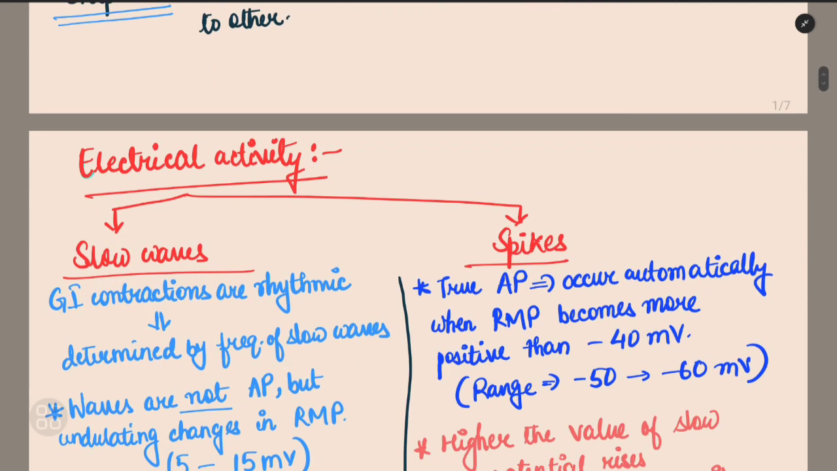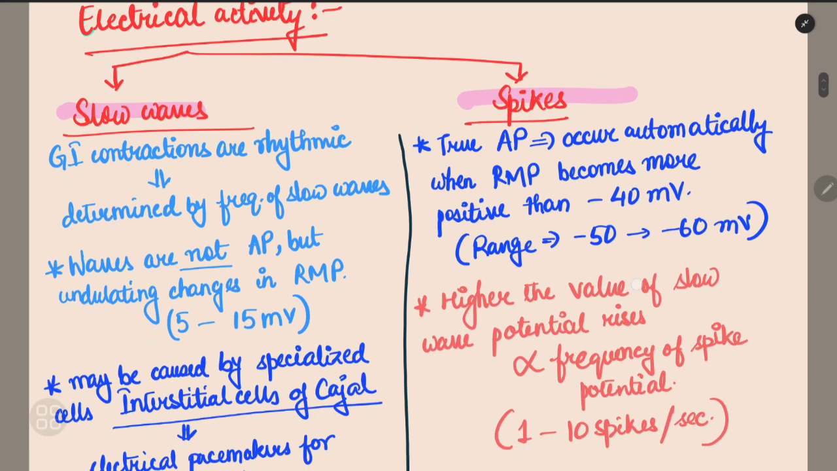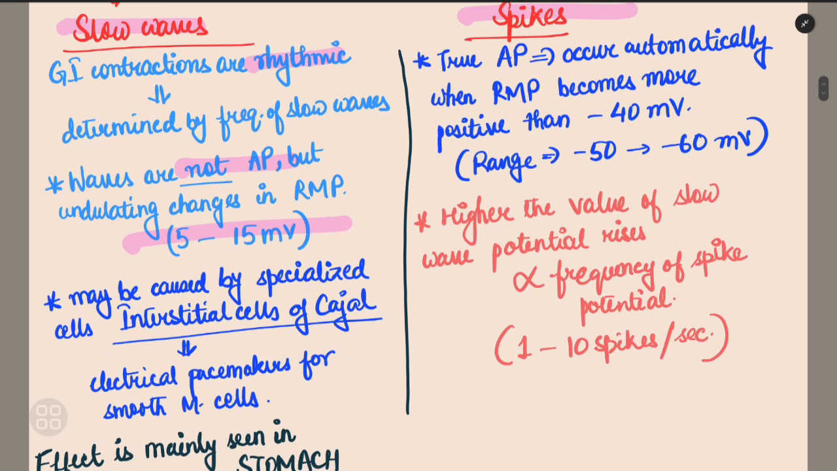Now coming on to the electrical activity, remember that there are mainly two basic types of electrical waves obtained. One is the slow wave and one is the spikes. The GI contractions are basically rhythmic, and this rhythm is determined by the frequency of slow waves. These waves are not action potentials, but slight undulating changes in the resting membrane potential. Whenever a cell is at rest, it attains a certain potential that is called the resting membrane potential. For the muscles of GIT, the resting membrane potential is about 5 to 15 millivolt. These waves are generated due to rhythmic contractions, and there will be a certain frequency of slow waves obtained.